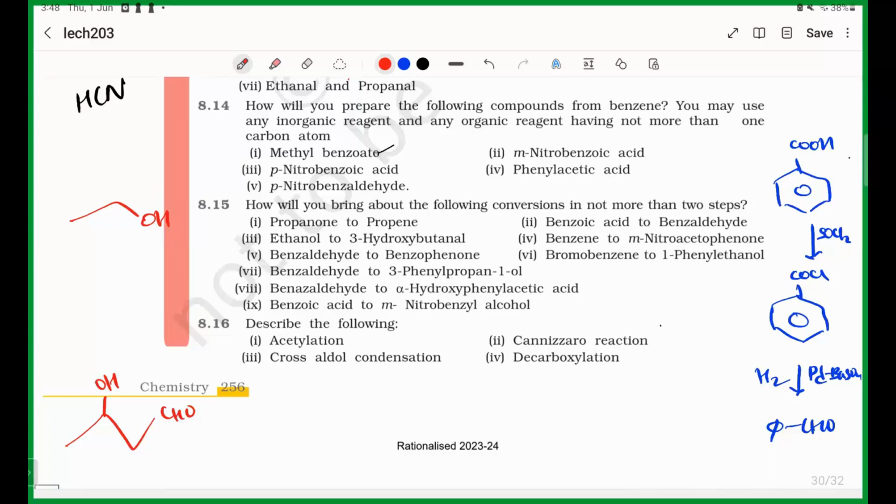So it makes sense for you to oxidize. You can oxidize using copper, let's say copper at 573 Kelvin, which is a good oxidation. So now you have ethanal, right? Now just simply use dilute NaOH. Dilute NaOH will do the aldol reaction. So the aldol reaction will give you the product.